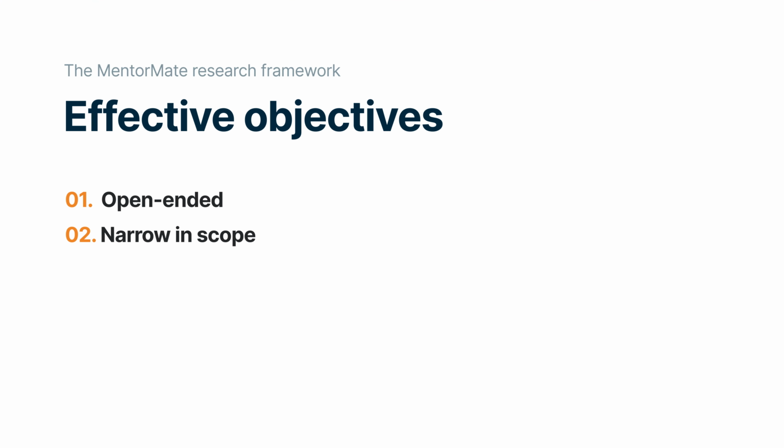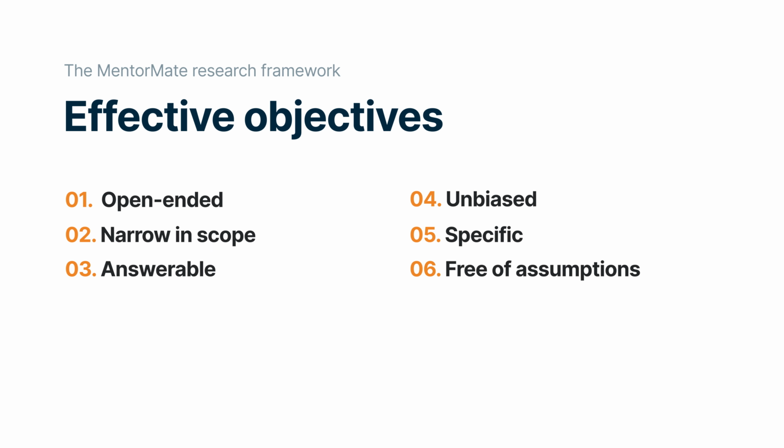A good objective is open-minded, narrow in scope, answerable, unbiased, specific, and free of assumptions. It's important that you look at your objective and you don't take on something that's too big to handle. Your objective should be specific enough that people understand what you're hoping to accomplish and can bring it into something that is attainable through the resources, people, and exercises that you have available to you.